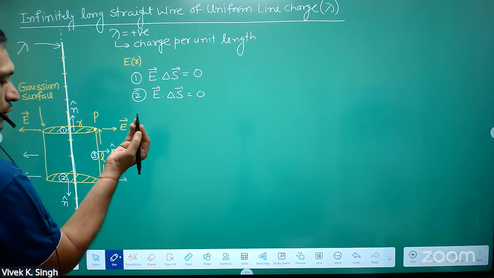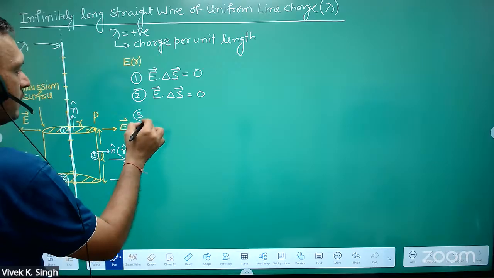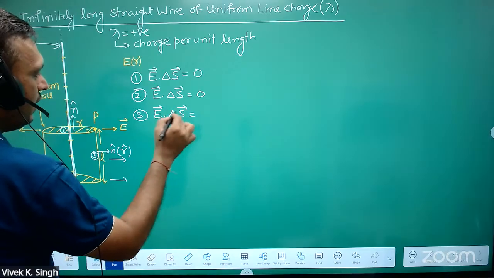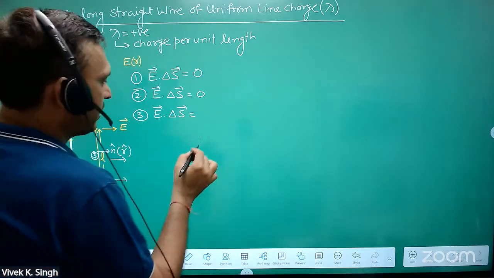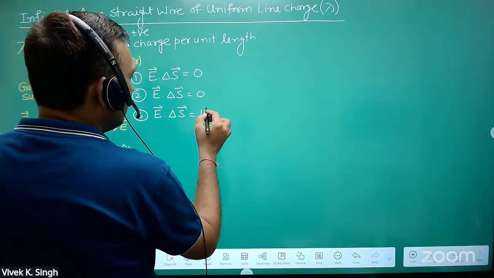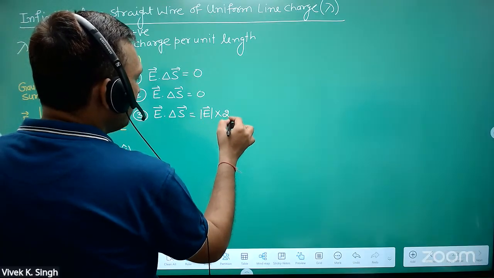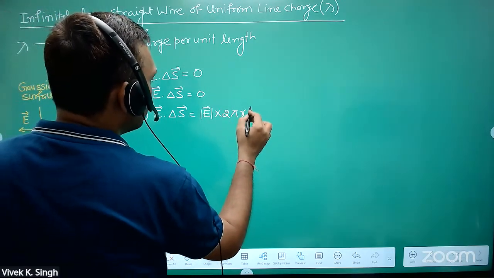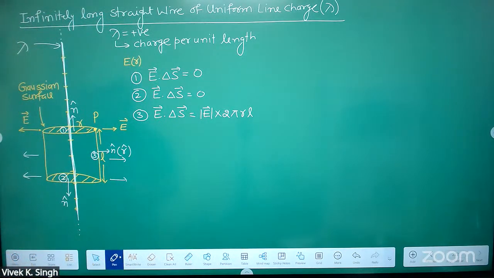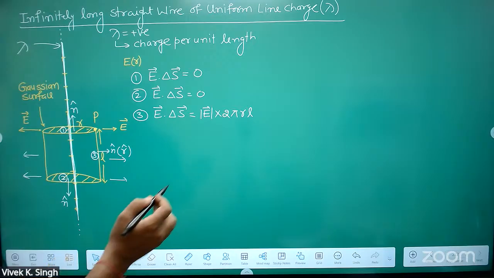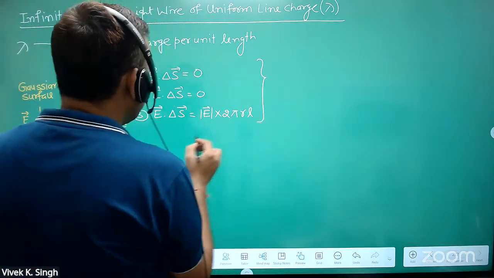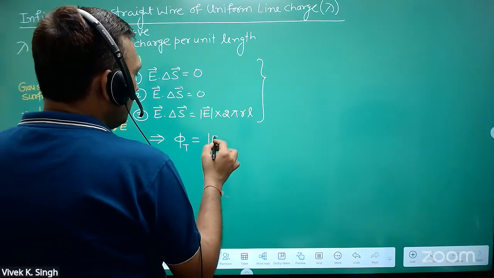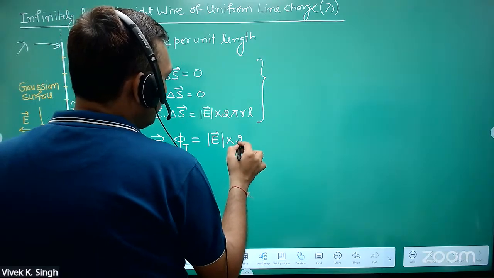And what is delta S over the surface of the cylinder? E and delta S, they are in the same direction. So magnitude of E into delta S over this surface will give you 2 pi RL. 2 pi RL, ठीक है? So what will be total flux? यहां से आपको टोटल फ्लक्स क्या हो जाएगा? Mod E into 2 pi RL.